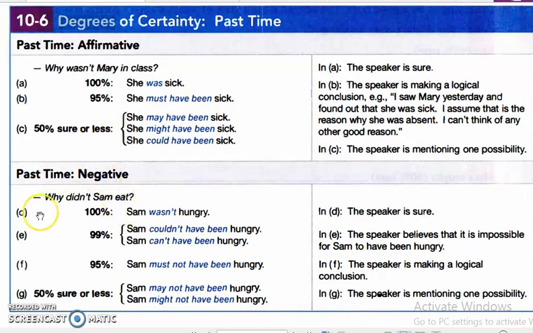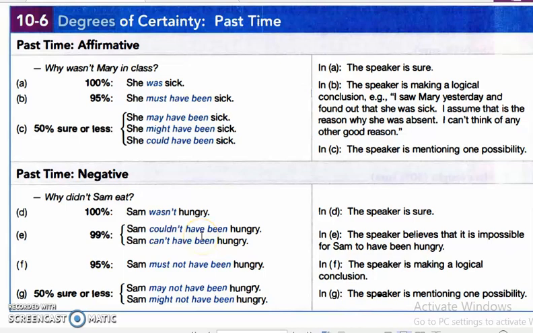What about in negative? Why didn't Sam eat? So if you are 100% sure, the same, you use simple past tense, but with not. Sam wasn't hungry, so you are really sure about it. But if you are only 99%, almost 100%, you can say using modals could or can't. Sam couldn't have been hungry. Sam can't have been hungry.